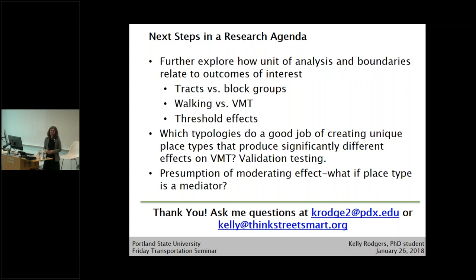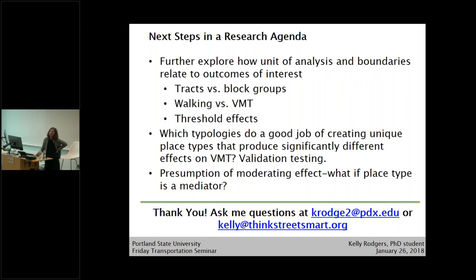So in your further research, you're thinking of exploring this unit of analysis. I'm just speculating here, but say you come up with a particular unit of analysis that seems to be the most ideal, like block group or block. Is this type of research going to inform the researcher, if I have data limitations and I'm not able to reach that ideal unit of analysis, how I might adjust for that, or what the differences are? Yeah, that would be interesting.